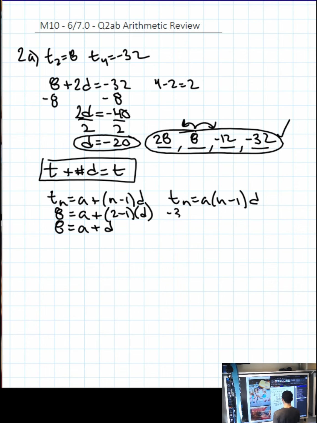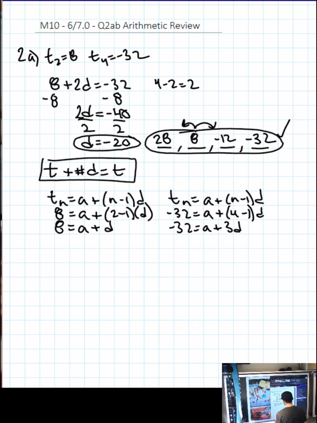t4 is negative 32 equals a. I'm missing a plus sign in the formula directly above. I'm going to clean that up. The formula: a plus n minus 1 d. So a, the first term, again we don't know, plus, I'm working on t4 from the given information, so 4 minus 1, d, again we don't know d. Clean that up: negative 32 equals a plus 3d.